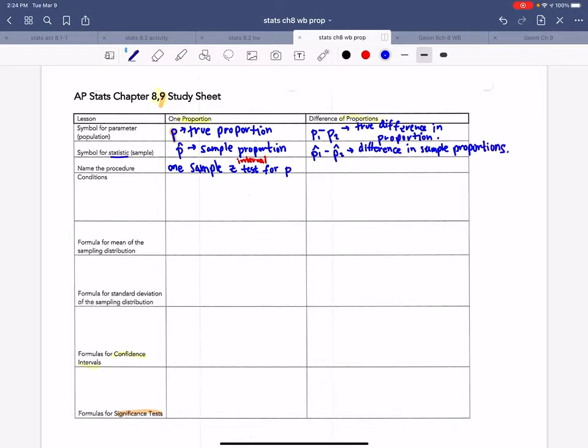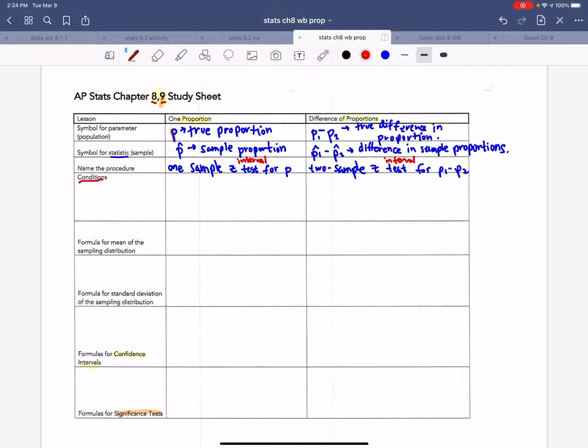Okay, the name of this test is, as you guessed, a two sample z-test. And that's what we're studying in this chapter. Well, what are we trying to decide? We're trying to find the difference between the two. Now, you can also do a confidence interval, so a two sample z-interval. So again, chapter 8, I would have the word interval. Chapter 9, I have the word test.